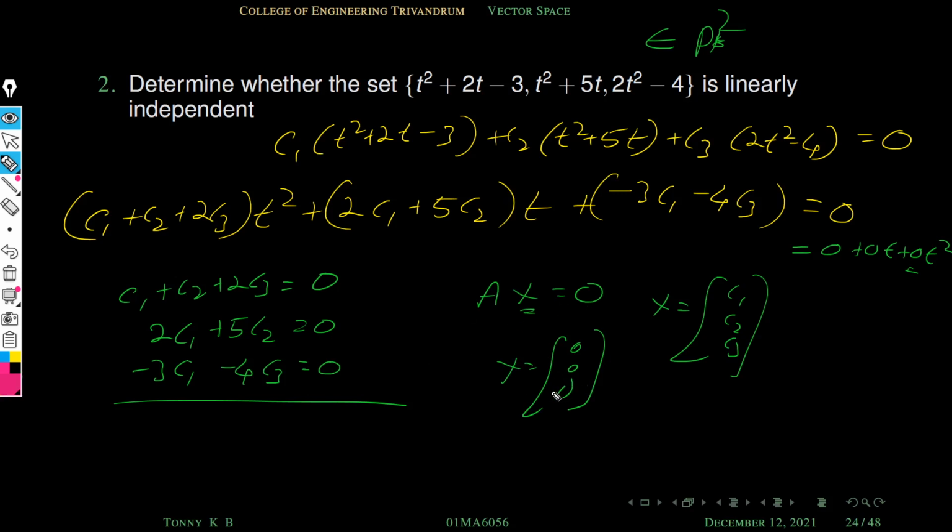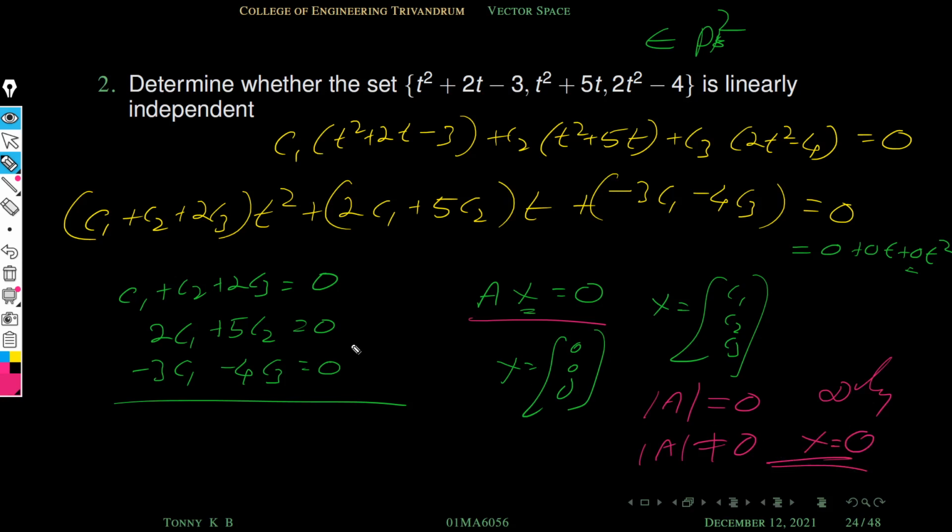If a system has only the zero solution, then we say that it's a trivial solution. Also, from matrix calculus, there is a shortcut for identifying whether it has only the zero solution or a non-trivial solution. That is in terms of the determinant. If det of A equals zero, then the system has infinitely many solutions, that means non-trivial solutions. If det of A is not equal to zero, then the system has only the zero solution.